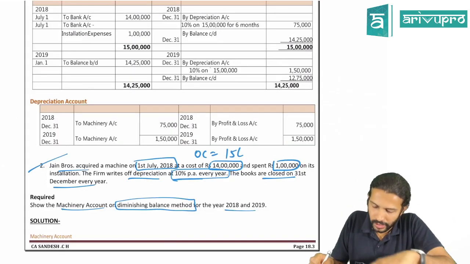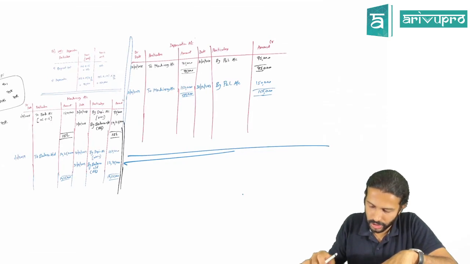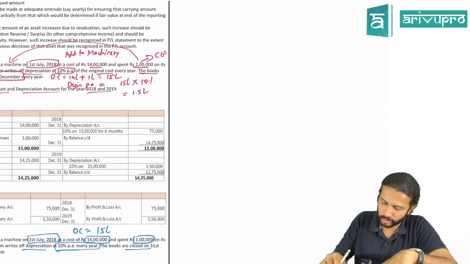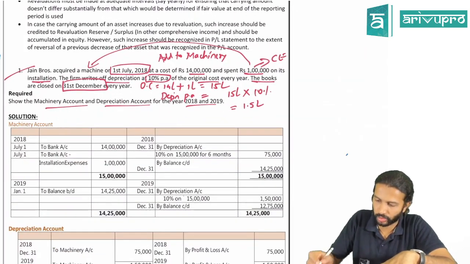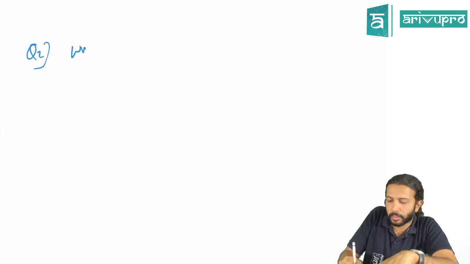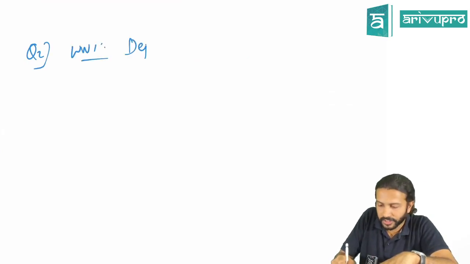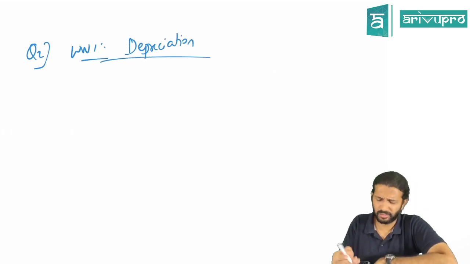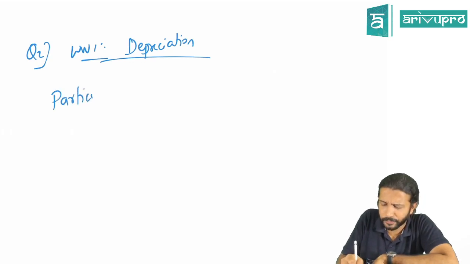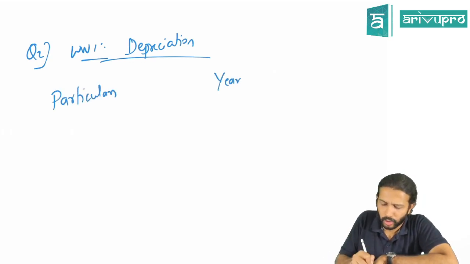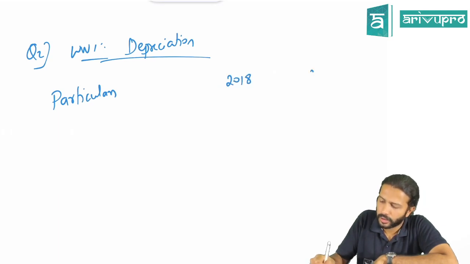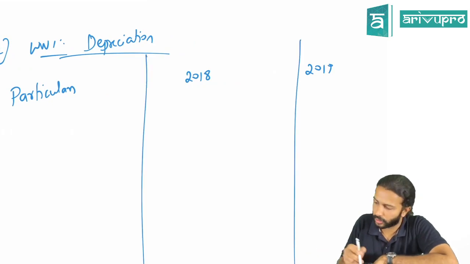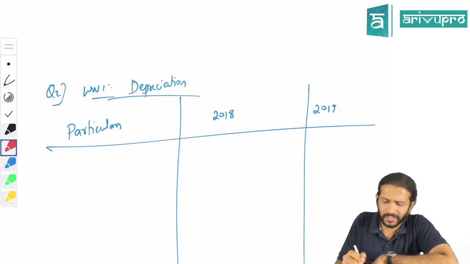Okay, so let's learn this. One minute. I'll put up the solution here only. Question number 2, working note number 1 we will do here. That is depreciation. Just the depreciation portion I will do for your reference. Particulars, 2018 I will write. That is year 1. Then it is 2019. For 2 years I am showing you the depreciation working note. The ledger I will do directly.